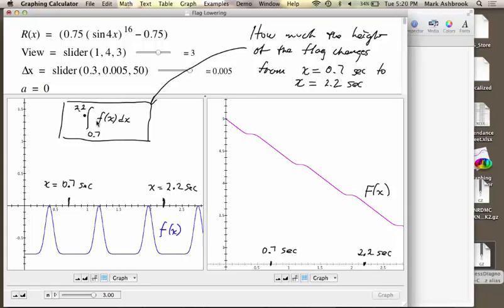That's what we talked about earlier, right? So if you have the rate function and you want the amount of change of the quantity that's changing at that rate, that's an integral. That's what the integral is. Okay?